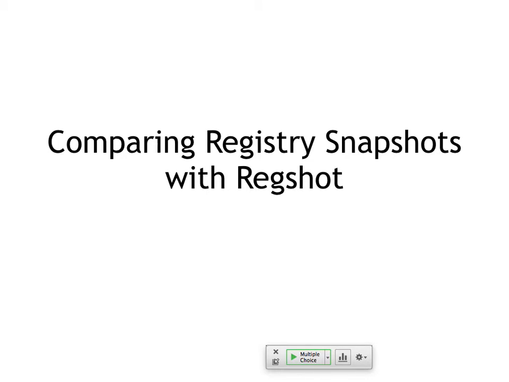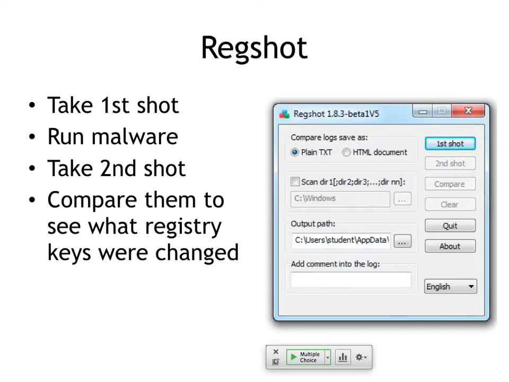You can take registry snapshots. This is what Regshot does. Regshot is a tool, you load it, and you take first shot and second shot. You'll see those two buttons over there. So you load this thing, you download the malware onto your system, you're ready to go, you take a snapshot.